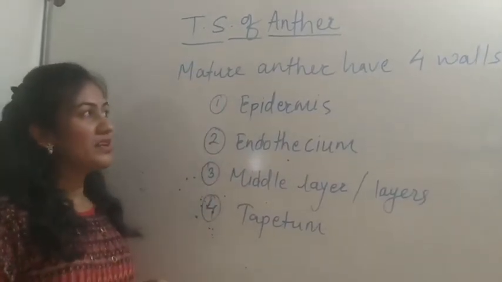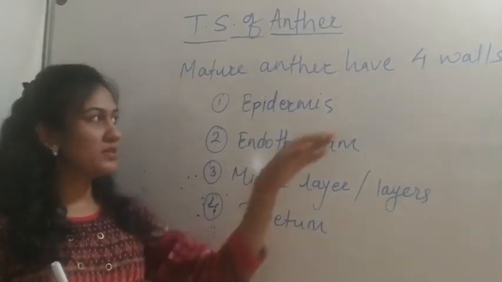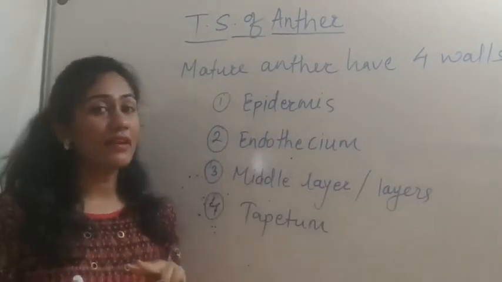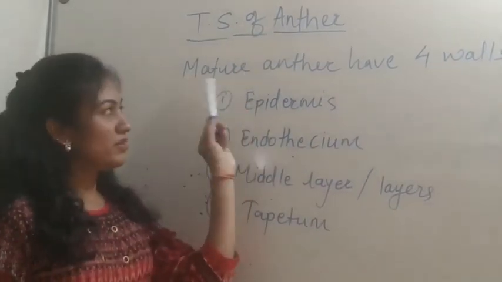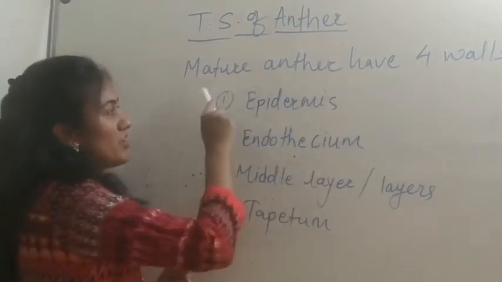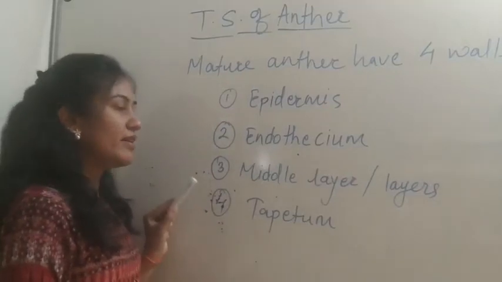So a mature anther has 4 walls. Actually you have to write this answer in 2 parts. First is the walls of the anther, and the second one is the structure of pollen grain. So first is the mature anther or the walls of the anther. A mature anther has 4 walls: epidermis, endothecium, middle layer, tapetum.